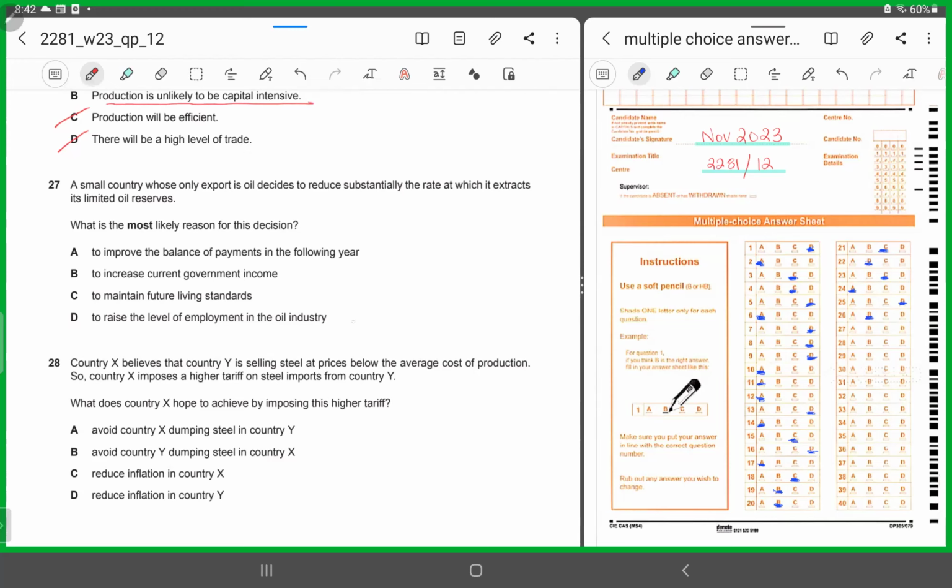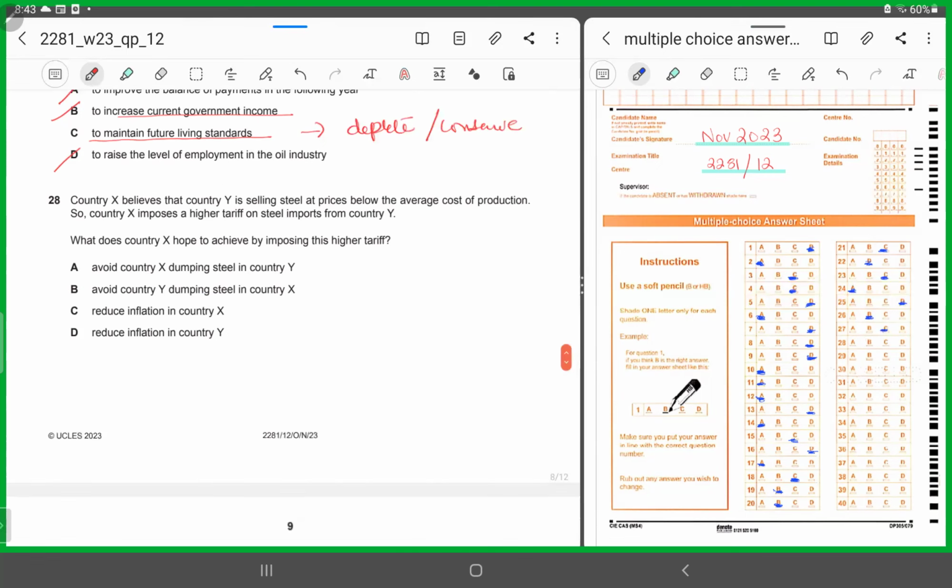It's reducing the rate at which it was. So it can never be, how can it raise the level of employment? No. To improve the balance of payment in the following year, it's reducing the amount extracted. So how can the balance of payment improve? To increase the current government income, no. To maintain future living standards. Why? Because it does not want to deplete its natural resource. It wants to conserve. It's looking at conserving its natural resource. 27 has to be C. It's trying to maintain its future living standards.